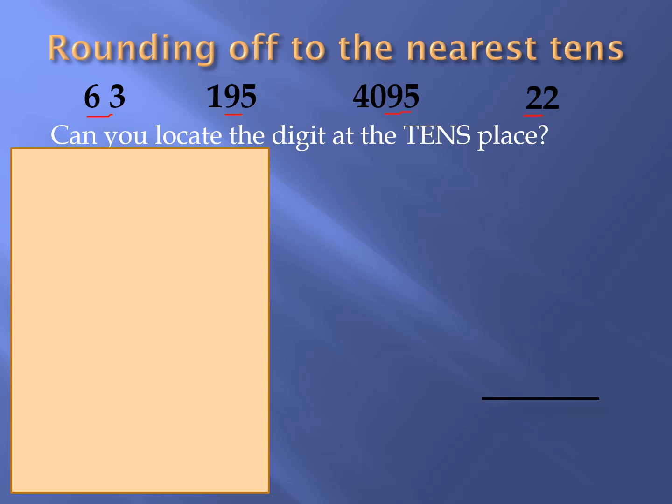Now we have some steps and rules by which we can round off the numbers to the nearest tens. I have taken one example from the above number, that is 63. So the very first step is you will underline the digit at tens place.